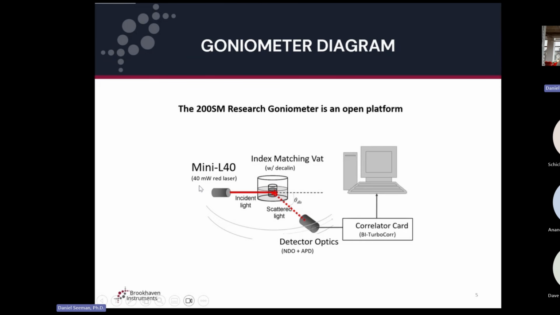Specifically for all the data collected today, a 640 nanometer programmable red diode laser with a maximum power of 40 milliwatts. A sample cell that sits in the middle of an index matching vat to deal with reflections, detector optics, which are basically used to focus the emitter of the sample cell, and an APD, which is an avalanche photodiode, which is what produces the actual signal that gets fed into the correlator, and then it rotates around the sample.